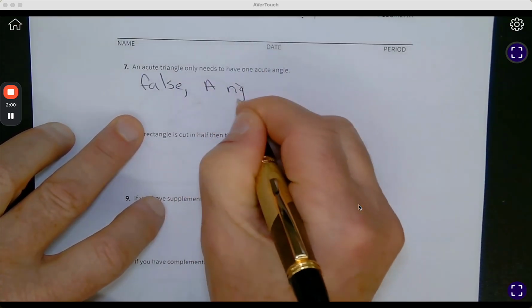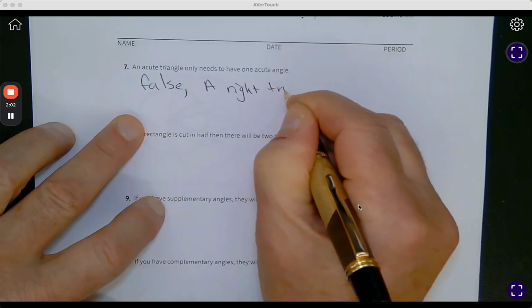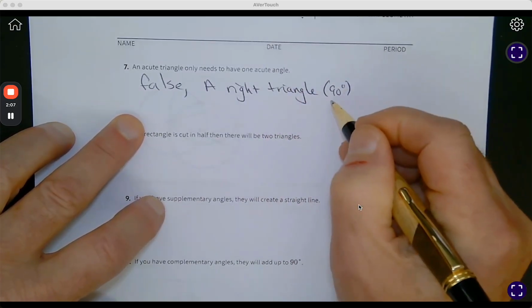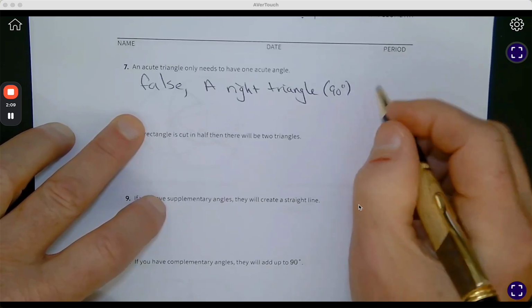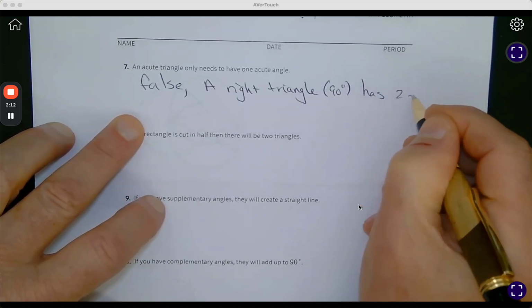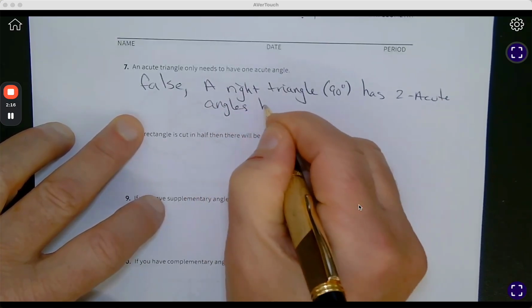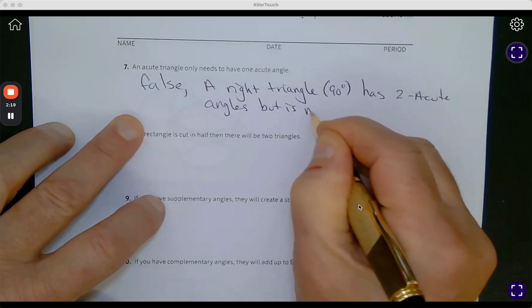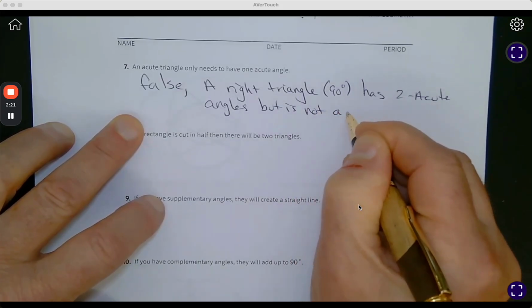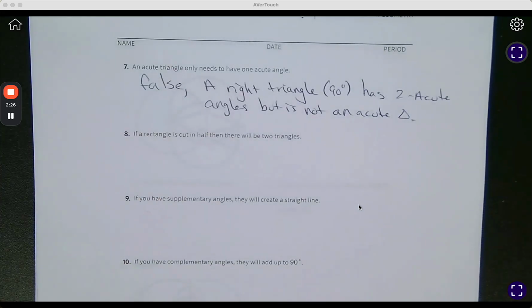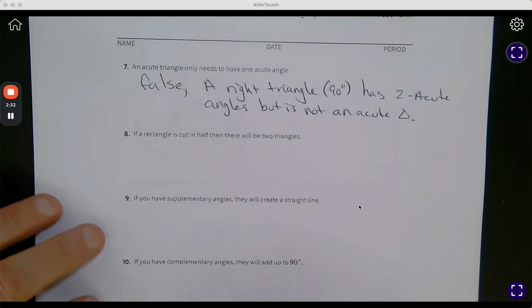A right triangle, right? That means there's a 90-degree angle, which is not an acute angle, right? It has 2 acute angles, but is not an acute triangle. Boom, done deal. All right, there it is. That's a counterexample.